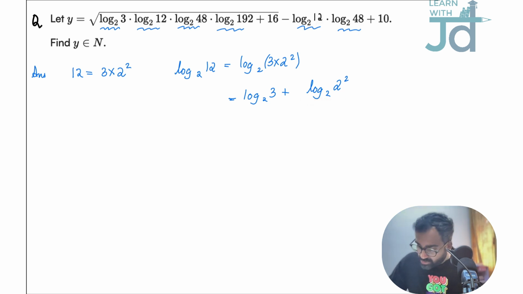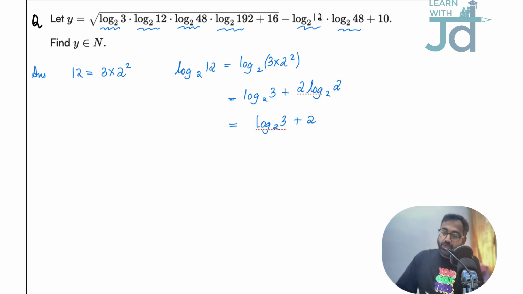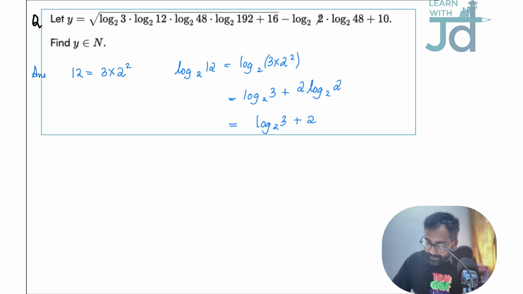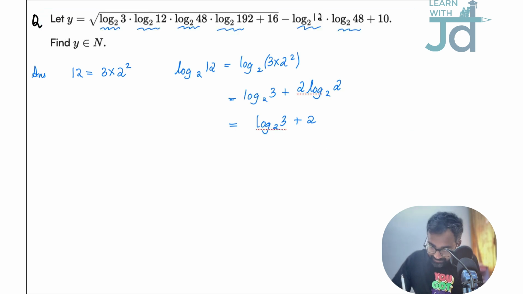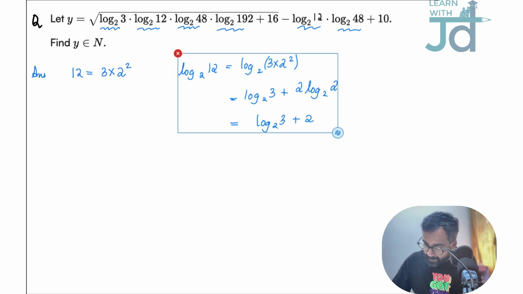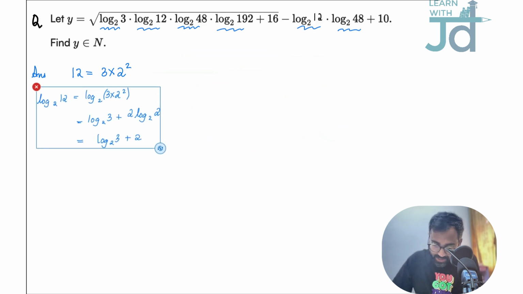Because you can think of it also like this, that the power will go to this side. And what is log 2 to the base 2? 1. So this is log 3 to the base 2 plus 2. So you can write log 12 to the base 2 as this. So that is done, I will just shift it to this side.